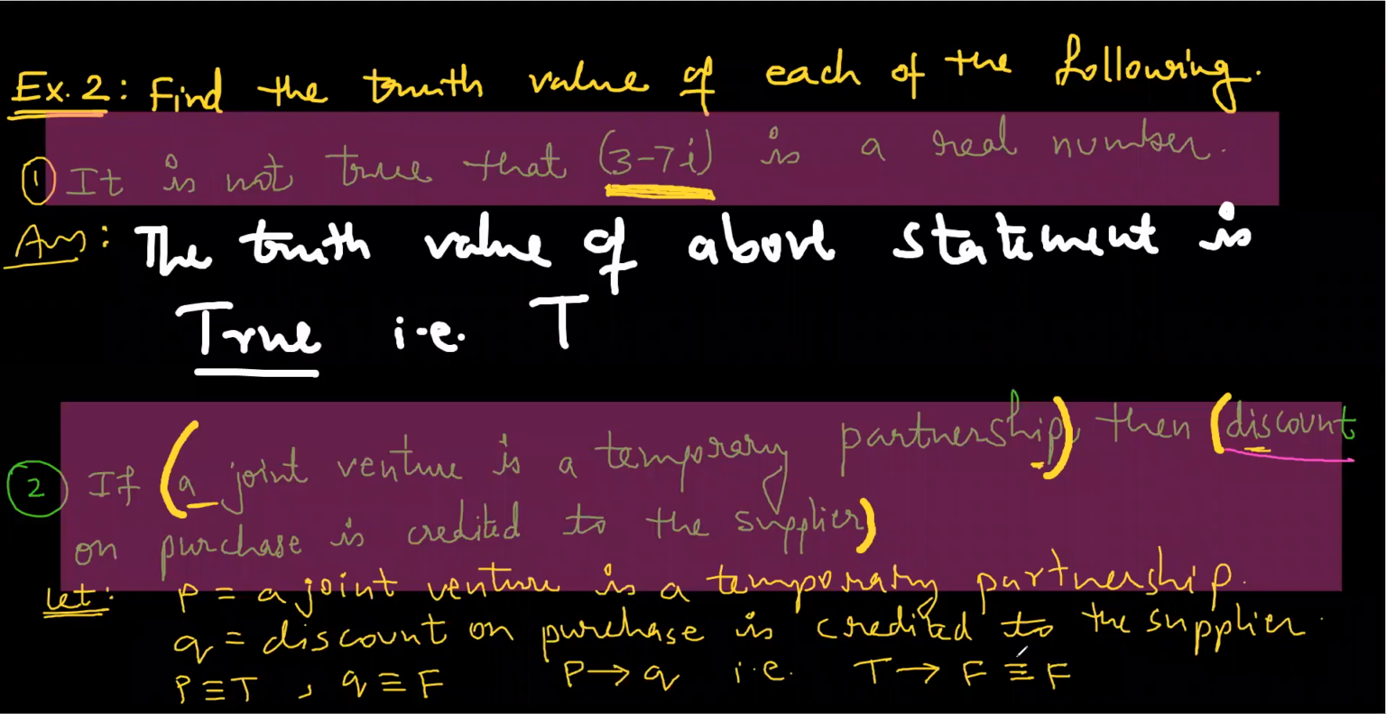So the final answer will be the truth value. I hope you can write that on your own, the way I wrote the answer for the first one. You will write for the second, the truth value of above statement is false. Don't write true, write false. And this is it. Okay, I hope you all have understood. You can see the things once again.